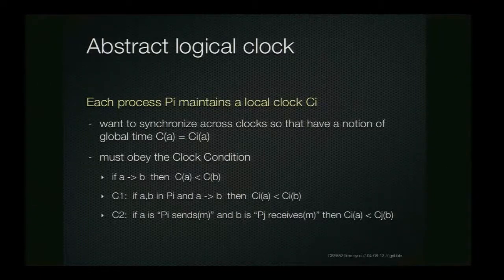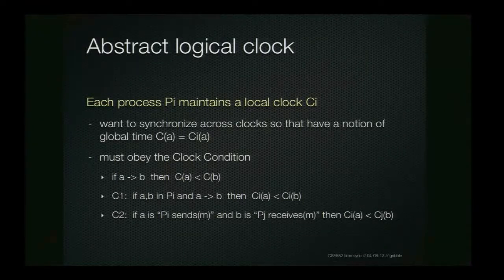Let me quickly do a pop quiz. Is the converse necessarily the case? If clock value A is less than clock value B, is it the case that A happened before B? If they're on the same process and we implement our clocks correctly, then yes. If they're on different processes, no. So just because there's a relationship in logical clock time doesn't mean there's a causal relationship. But if there is a causal relationship, then we will have a relationship in logical clock time.